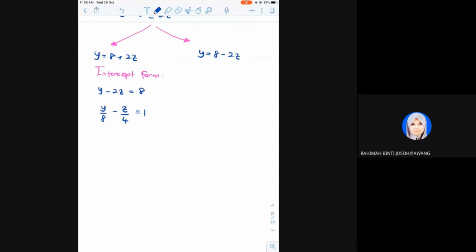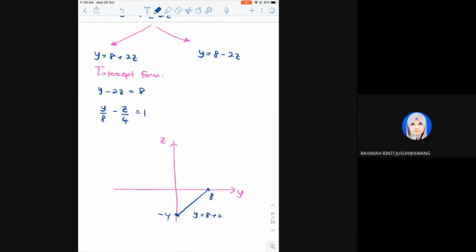So bila you plot graph tu 2D, ingat kalau 2D z must be always vertical, y jadi horizontal lah. So we will have y equals to 8 and then z equals to negative 4. So z equals to negative 4 here. So this is the straight line. Okay, so ini adalah equation of y equals to 8 plus 2z.